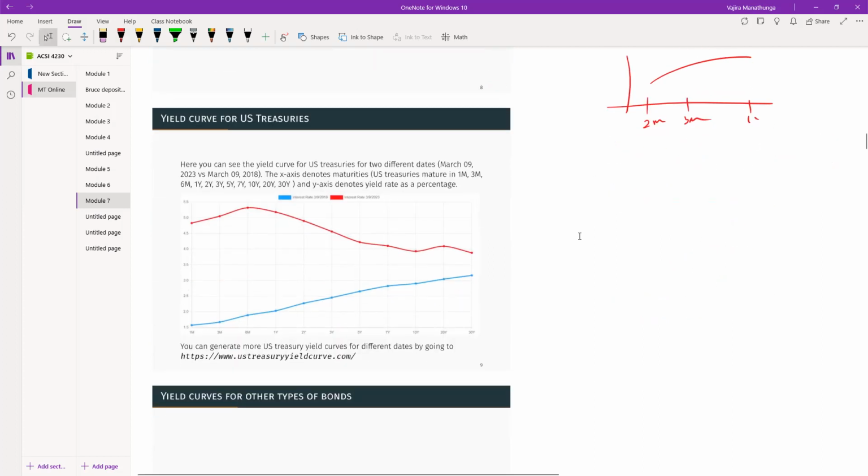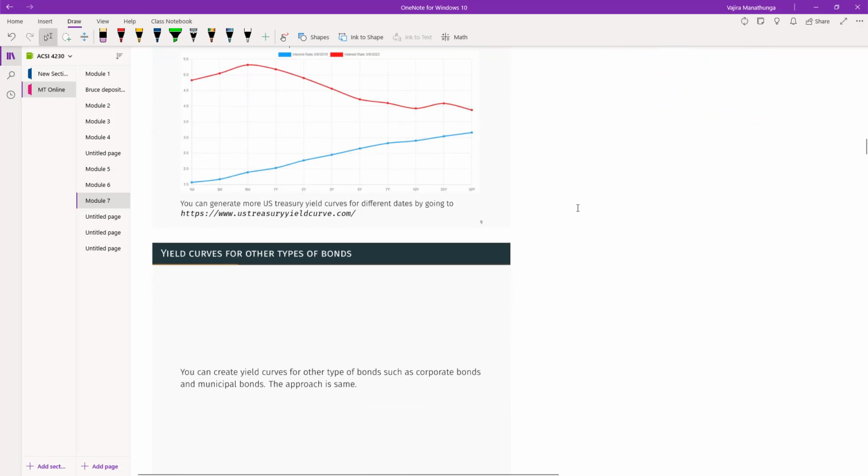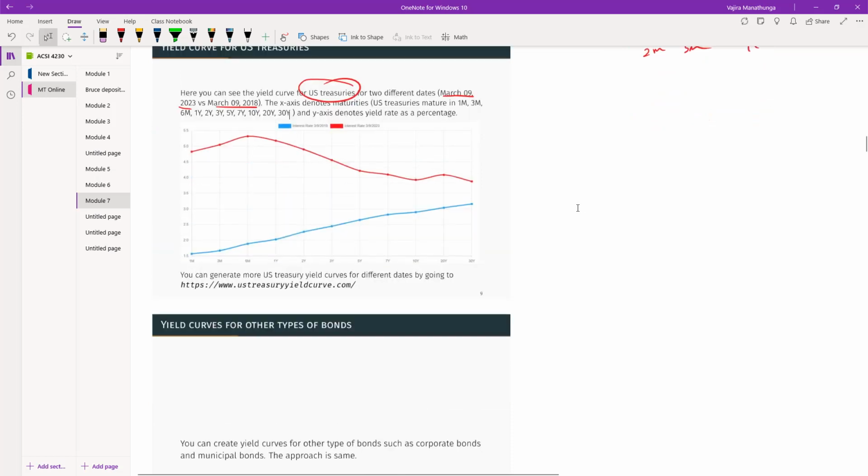Here you can see an example. I drew two yield curves for two different dates for US Treasuries, and you see that we get two different yield curves. So it depends on the day, the type, and the country. So many factors. You can create yield curves for other types too.